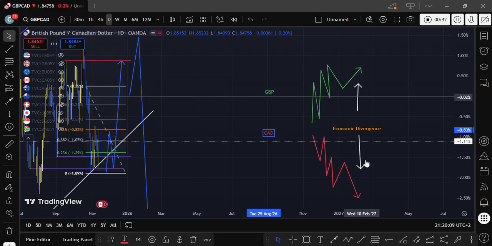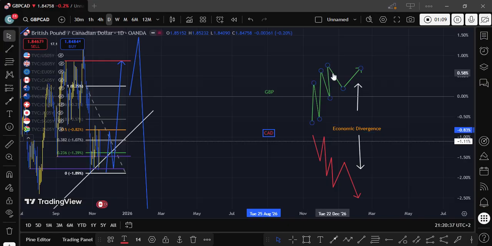The further those two currencies diverge from each other, one going up and one going down, the more you get paid, and that means the more pips you make for those who trade pips. So the further they move, the more you get paid. And for this trade to fail, the opposite needs to happen.